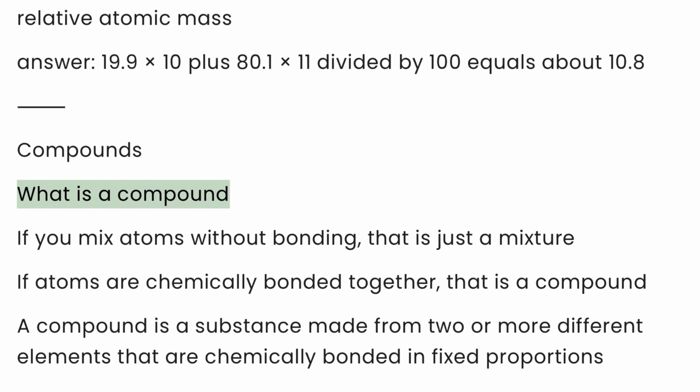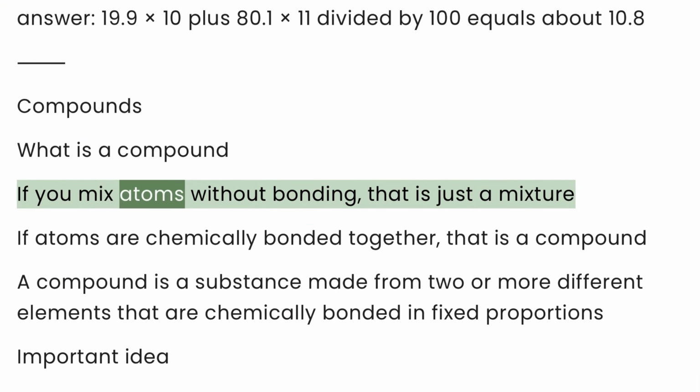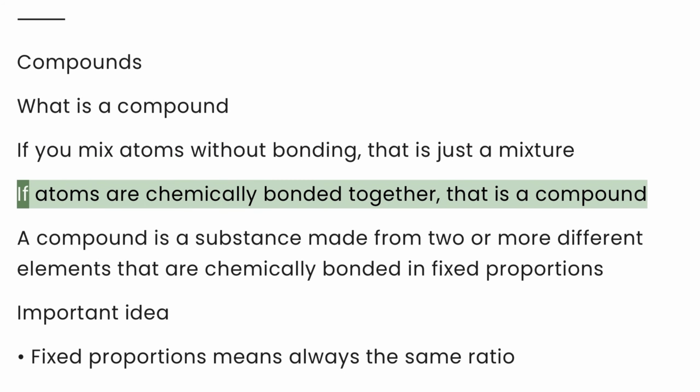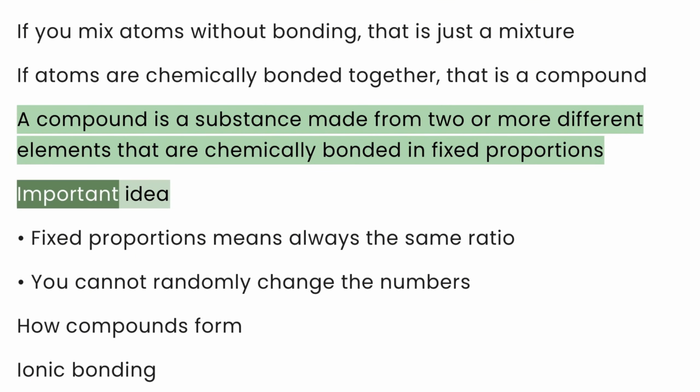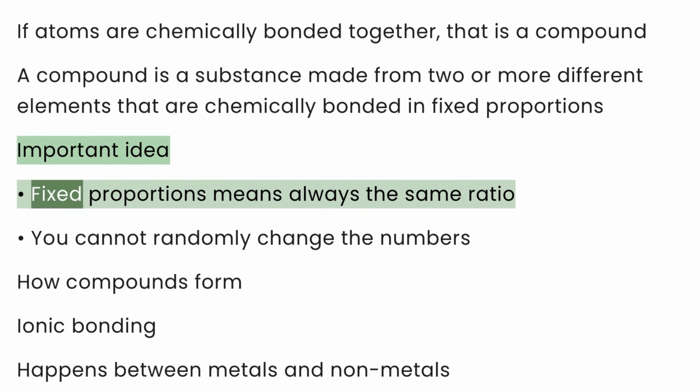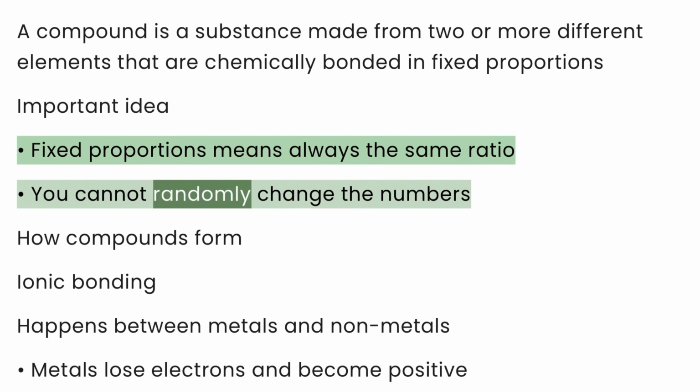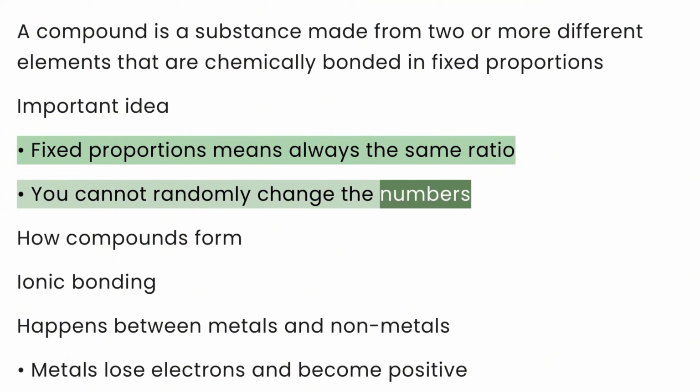Compounds. What is a compound? If you mix atoms without bonding, that is just a mixture. If atoms are chemically bonded together, that is a compound. Important idea. Fixed proportions means always the same ratio. You cannot randomly change the numbers.